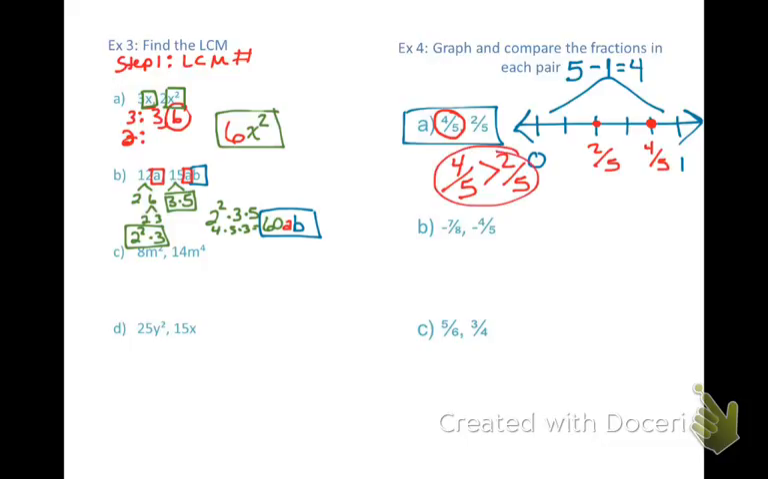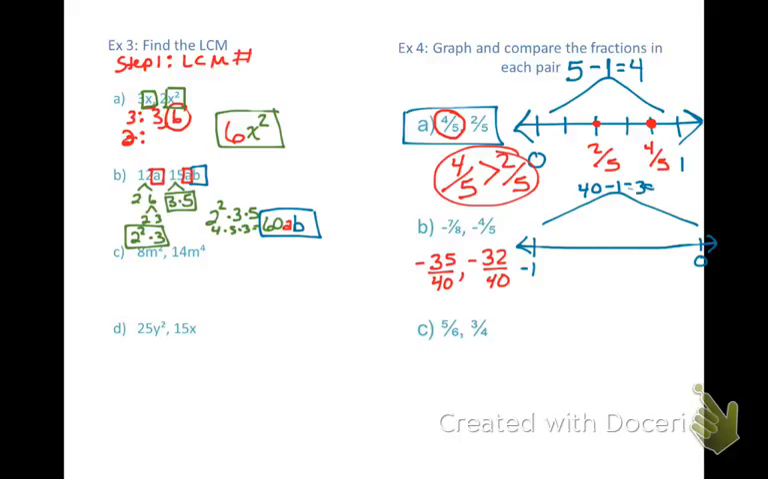We're going to do one with negatives, so we're going to do B. Together we have to find a least common multiple to find a common denominator. All right, I found my common denominator is 40. So I'm going to make a line. And these are negatives, so this time the 0 is on the right-hand side, and the -1 is on the left. And you have to find out the numbers, and that would be 40 minus 1, which is 39. You would count all 39.